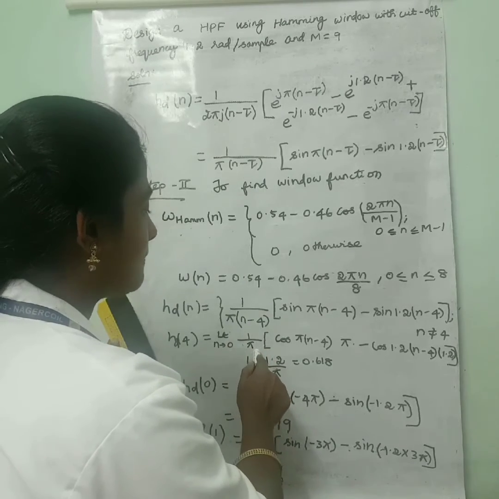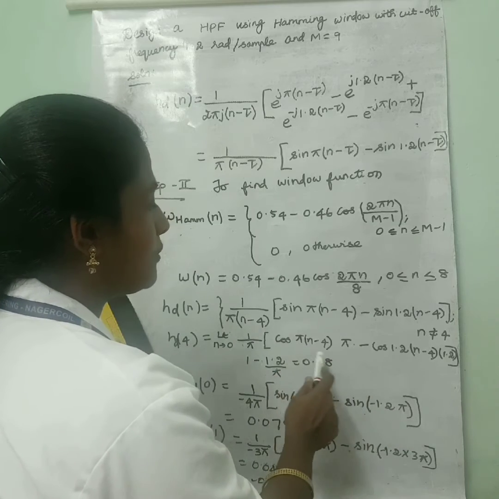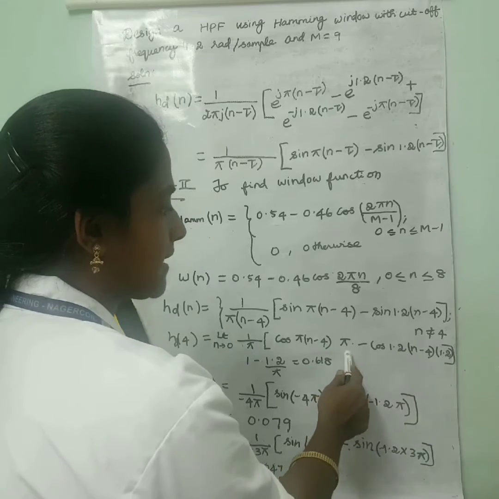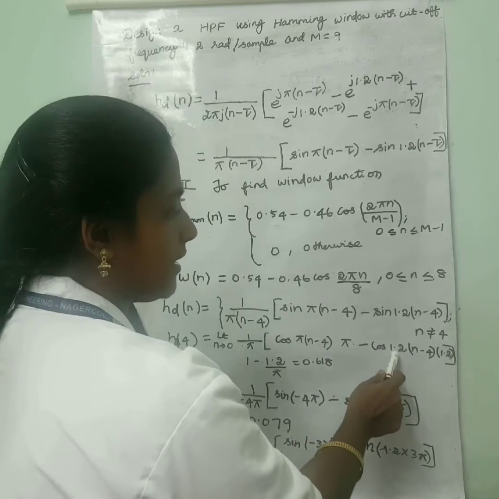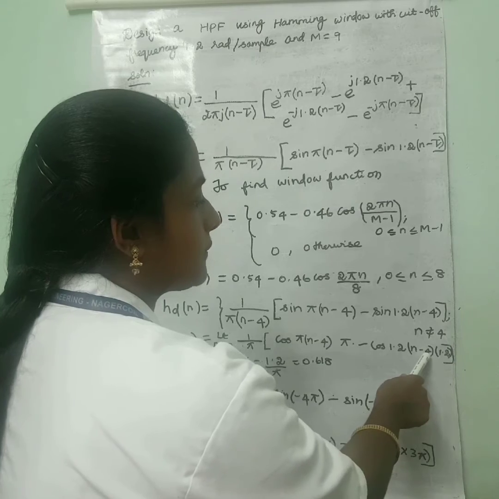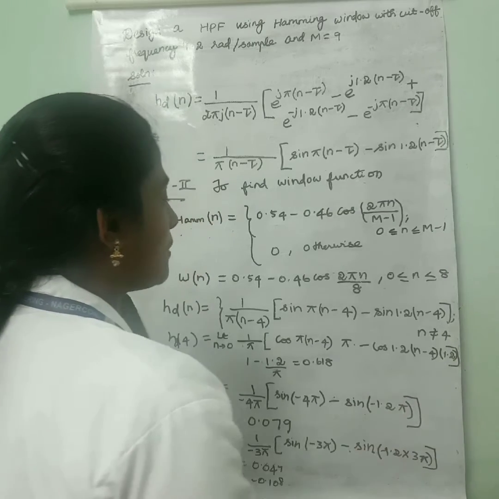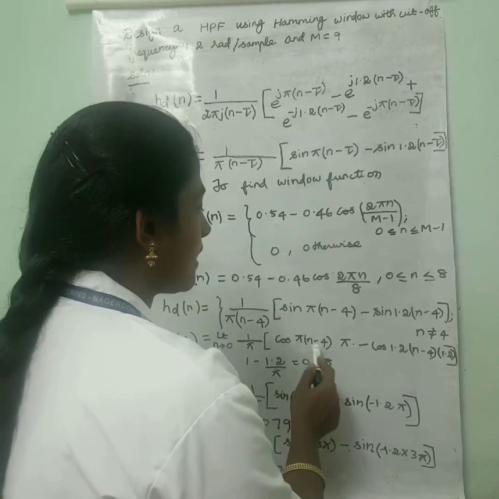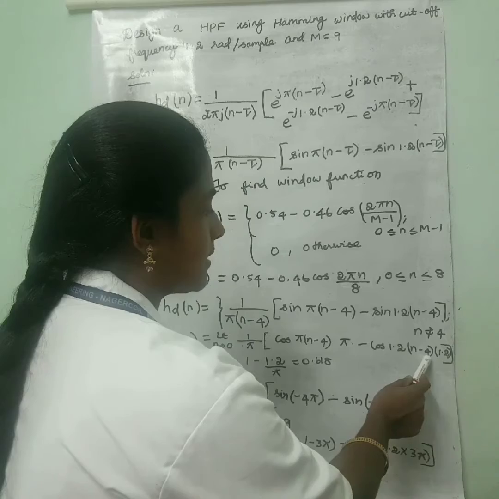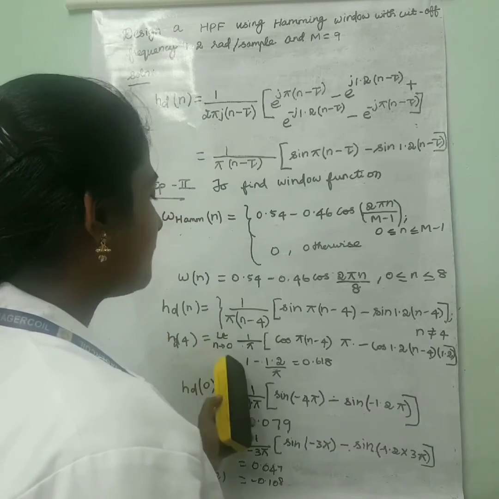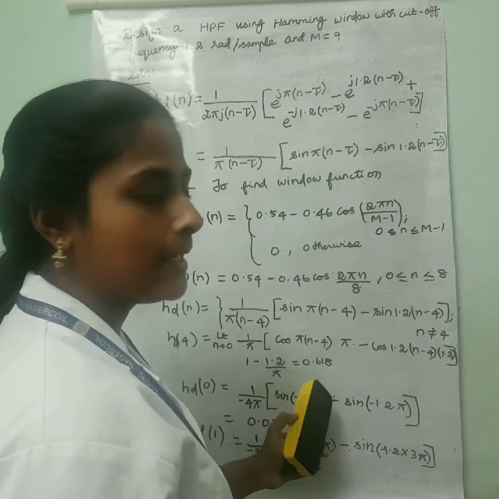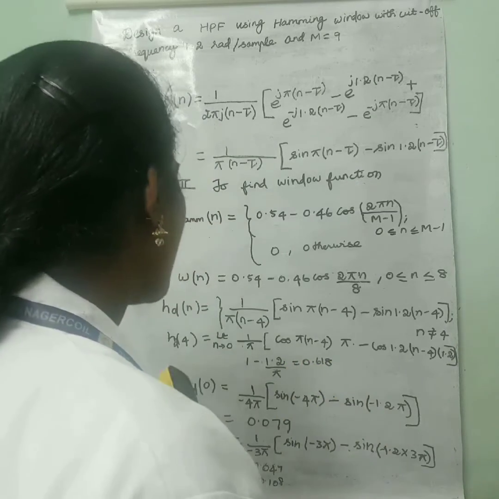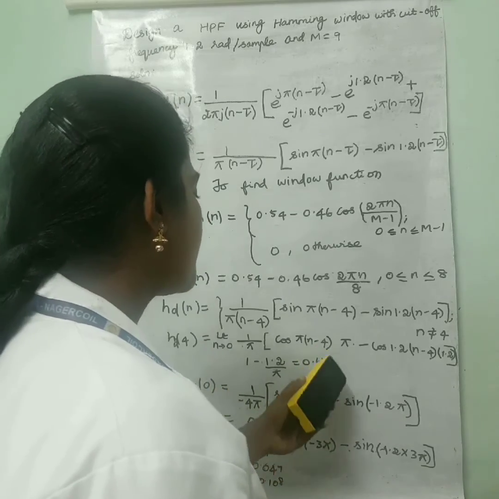That is h_d(4) is equal to limit n tends to 4 of 1 by π into, you first differentiate the denominator, so you will get 1 by π. Now you differentiate the numerator, you will get cos π(n − 4) into π minus cos 1.2(n − 4) into 1.2. Now you substitute n is equal to 4, so cos 0 is 1, here also cos 0 is 1, so you will get (π − 1.2) divided by π, that is equal to 0.618. So h_d(4) is equal to 0.618.